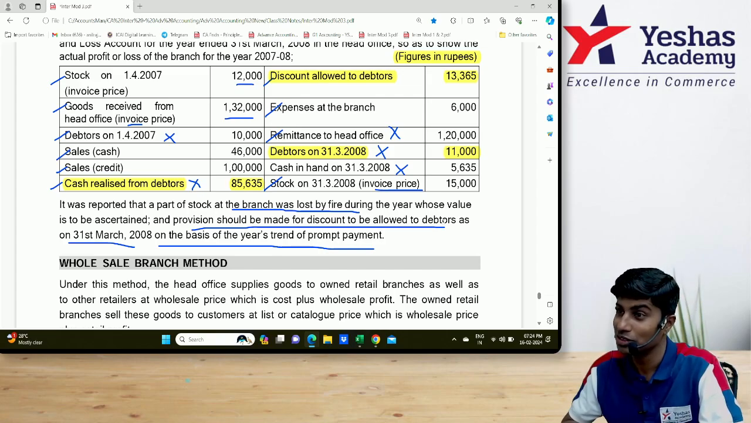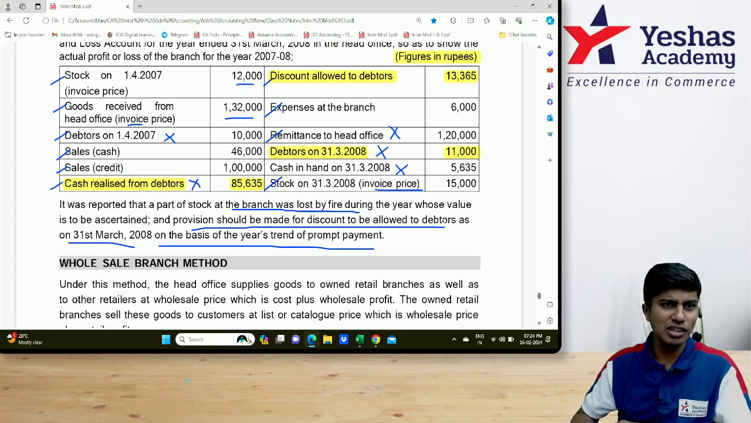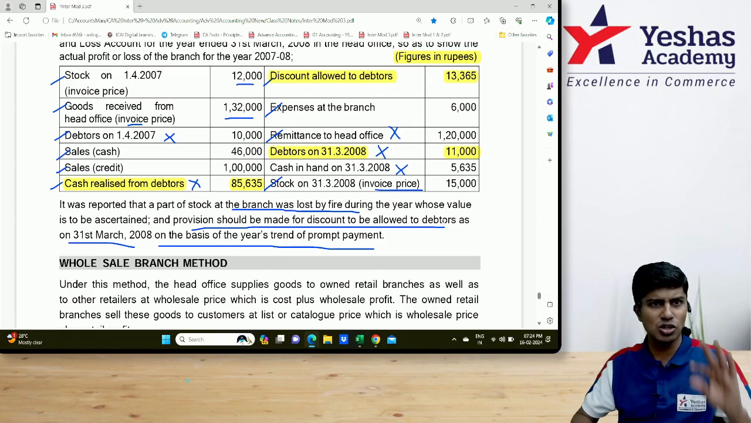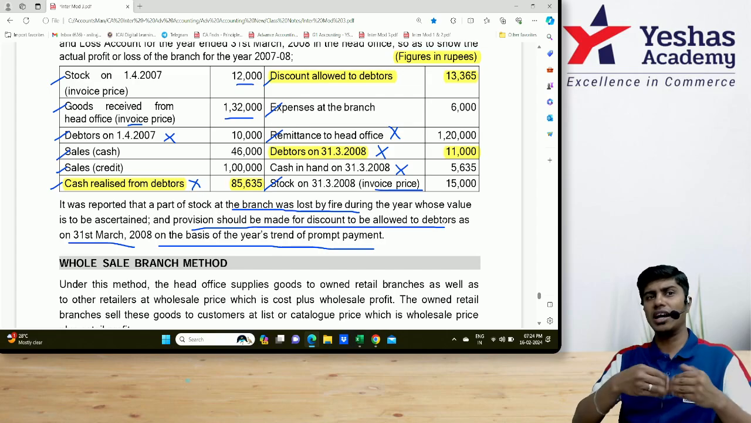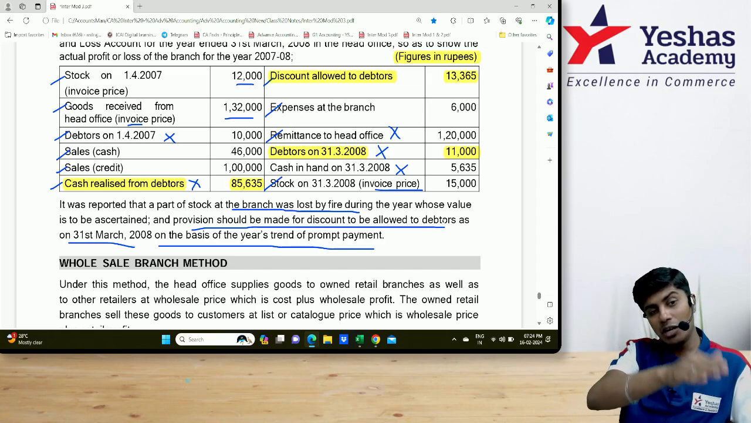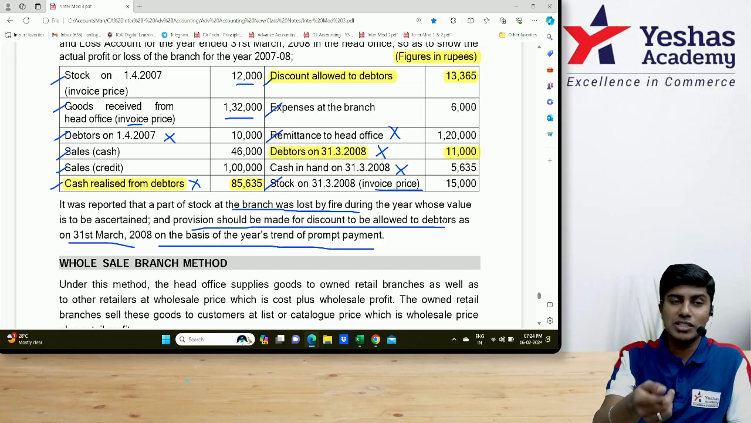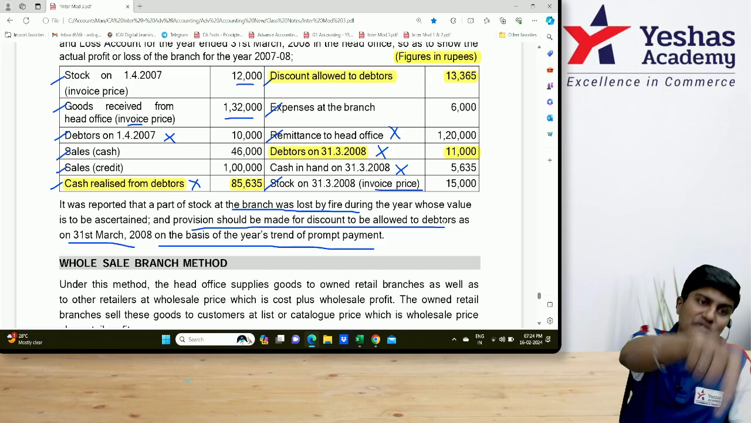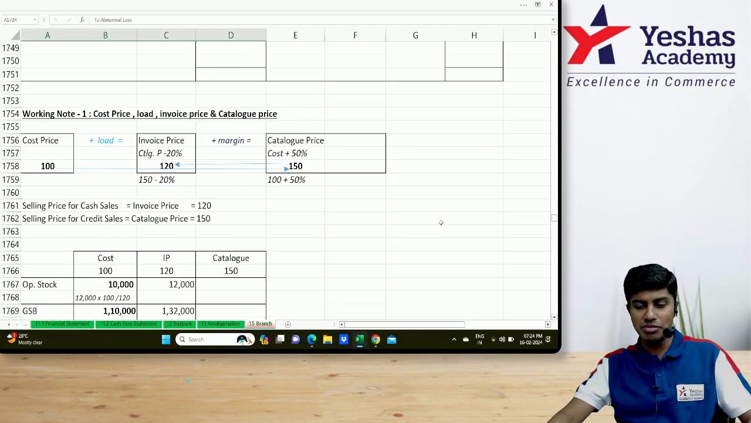Everyone understood? Say something, I'll repeat. 88% of the payments received in the current year are prompt. Payments against the current year sales to be received in the next year is closing debtors. In 11,000, 88% of the receipts will be prompt. 88% of 11,000 is prompt payments, and on that 15% is discount.